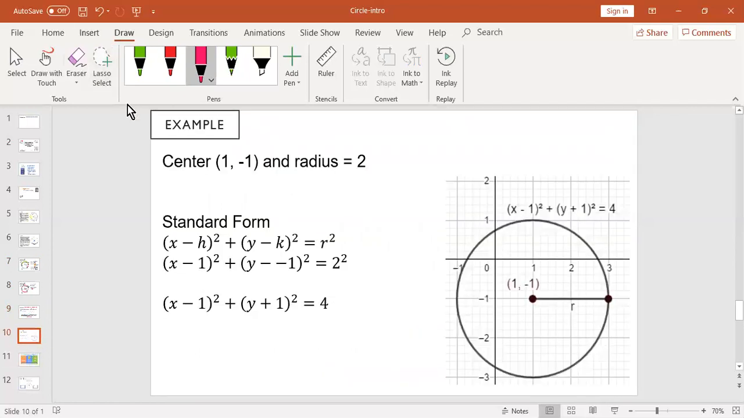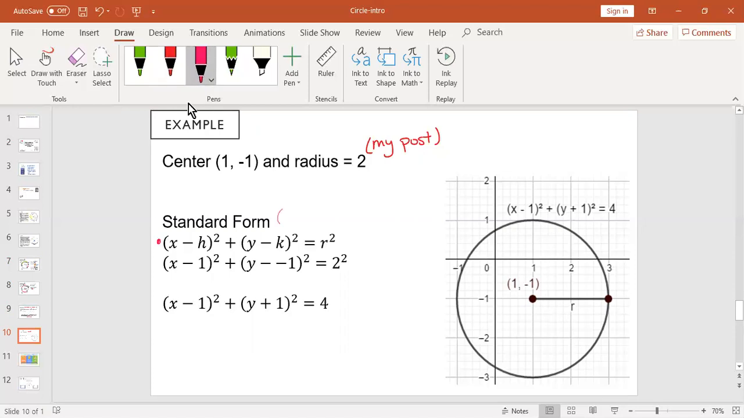Okay, so this is what I would post. This would be my original post. I just said I have a center at 1, -1, and a radius that has a length of 2. You can pick any numbers you want. I would advise you to be a little nice to your classmates, because they're going to have to do the work. If you make your numbers too large, or decimals or fractions, classmates may not be happy with you.